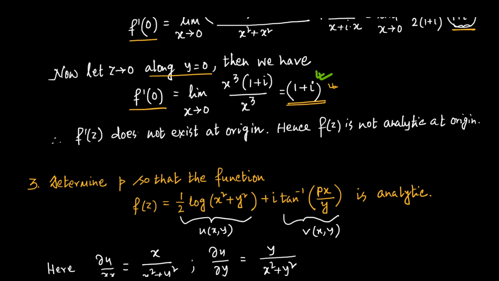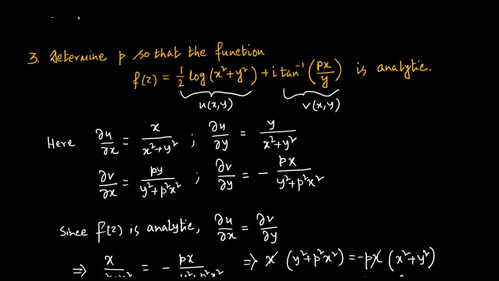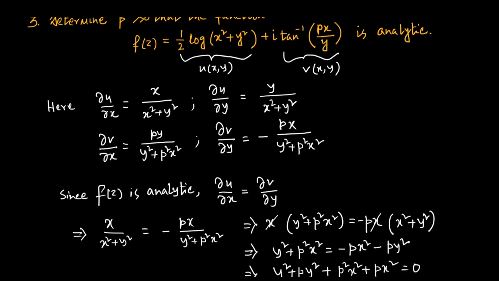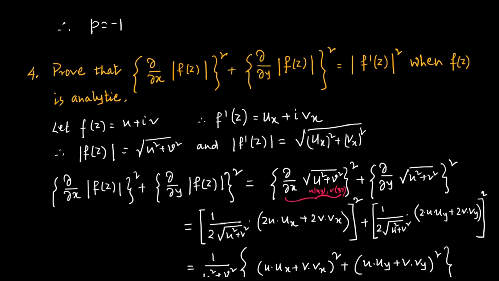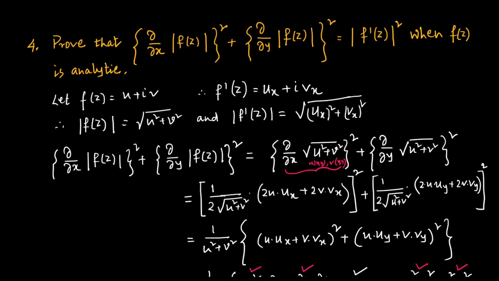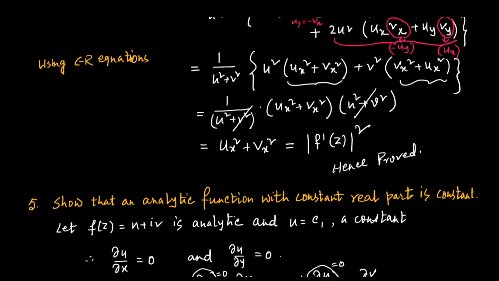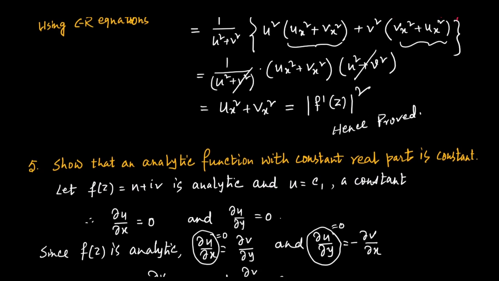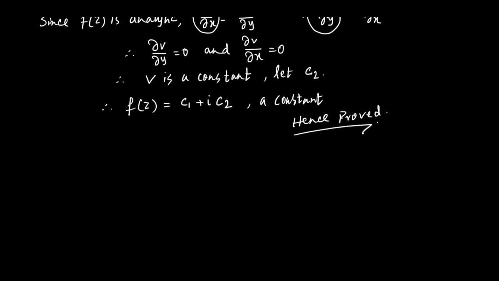So now, in the third problem, we have found out a constant in an analytic function. In the fourth problem, we proved an identity about analytic functions, and in the fifth problem, we have got a property of analytic functions. So we have solved these five different types of problems.